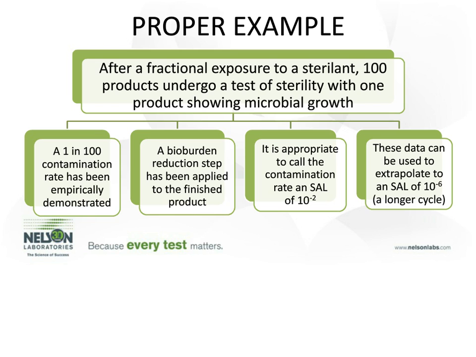In this first example, a fractional exposure of a sterilization process is applied, and 100 samples undergo a test of sterility. In that test, one of them shows microbial growth. So what we've actually proven is a 1 in 100 contamination rate with data. And keep in mind also that a bioburden reduction step has been applied to the finished product, which means that it's also in its final packaging. So in this situation, it is appropriate to call this contamination rate of 1 in 100 an SAL of 10 to the minus 2.